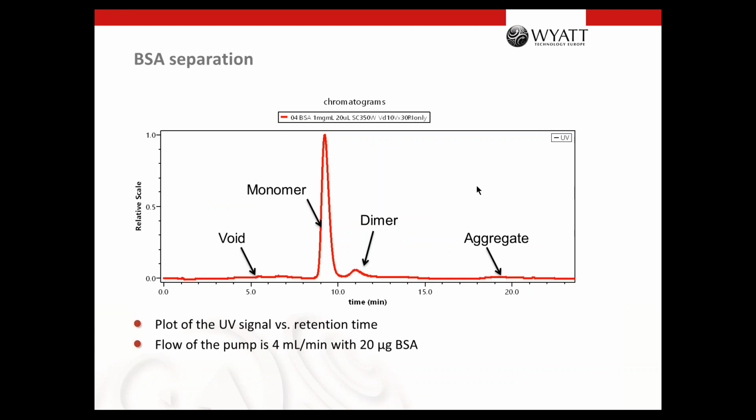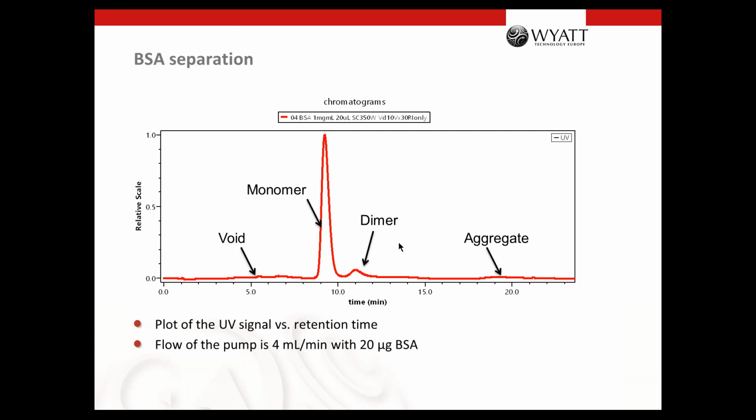If we take a look at the chromatogram, it looks like this. So we have at 5 minutes the void peak. You see here just a very tiny peak because of switching of the valve, and maybe some very big aggregates which elute, but that's nothing here. Then you have the first monomer peak at roughly 9.5 minutes, and then you see the dimer peak of the BSA at 11 minutes.